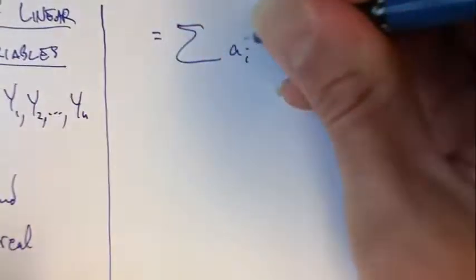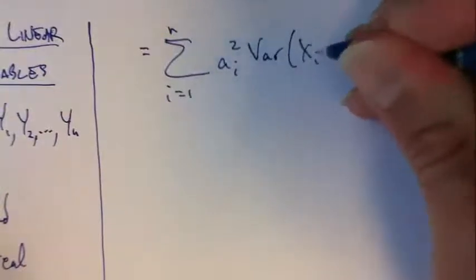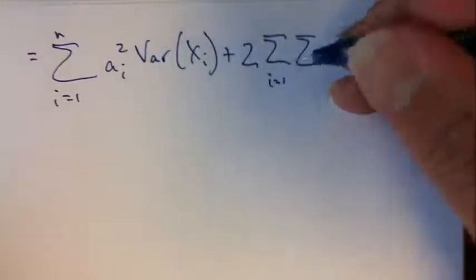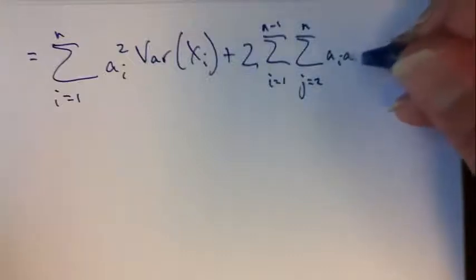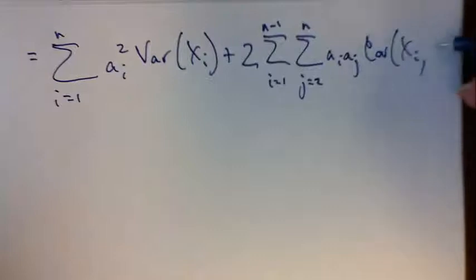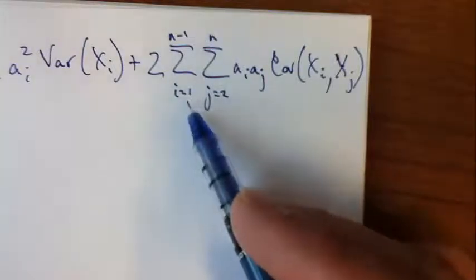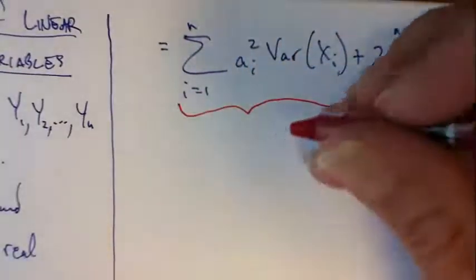Okay. And still another way you might see this expressed is like this. Leave the first part alone. It's the sum from 1 to n of a sub i squared times the variance of x sub i, plus, you might see it like this, 2 times the double sum, i goes from 1 to n minus 1, j goes from 2 up to n, of a sub i, a sub j times the covariance of xi, xj, with a comma between them. So here this is the only part that's changed. This sum of the squared constants times the variance is still the same as it was before. You have n terms here.